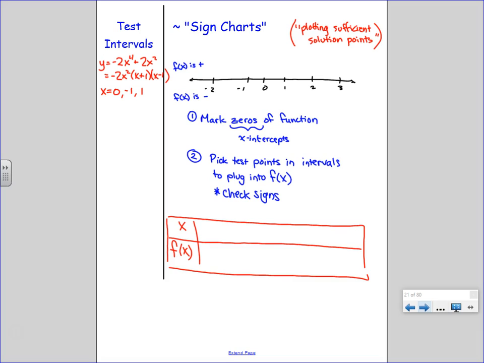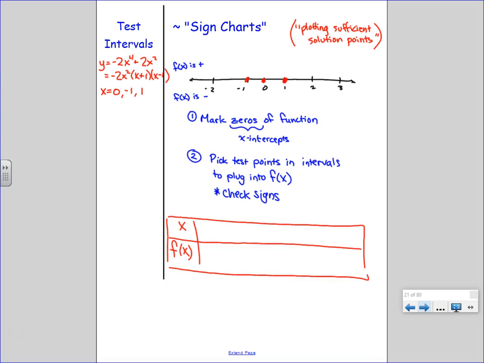All right. The very first step is mark the zeros of the function on a number line. I call it the sign chart, you can call it the number line. Mark the zeros. Here's what I want you to do when it says plot sufficient solution points. I want you to visualize or even literally write down a number line, put the zeros of the function on it, and look at it in however many pieces the zeros cut it up into.